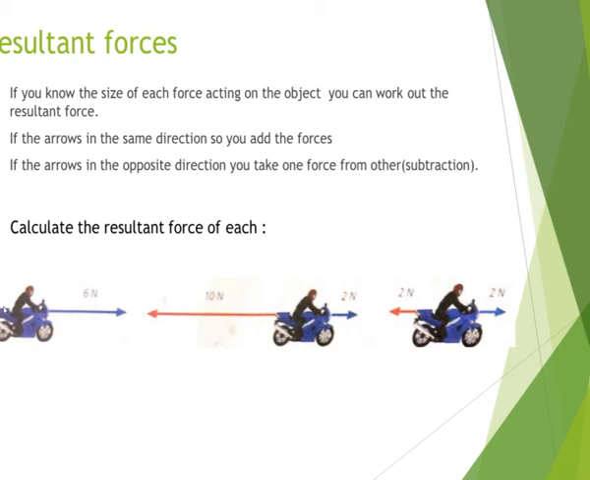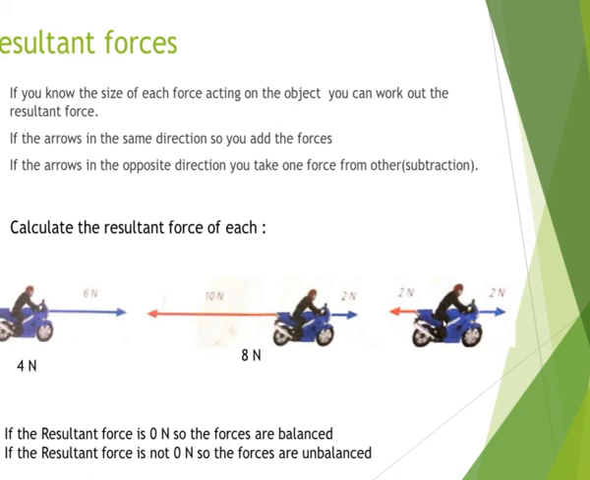Which direction is the 4? It takes the forward direction. But here, 10 minus 2 is 8, and it takes the backward direction. 2 minus 2 is 0, so the third one is 0. So we have 4, 8, and 0. If the resultant force is 0, there is no net force, so the forces are balanced. If the resultant force is not 0, the forces are unbalanced.